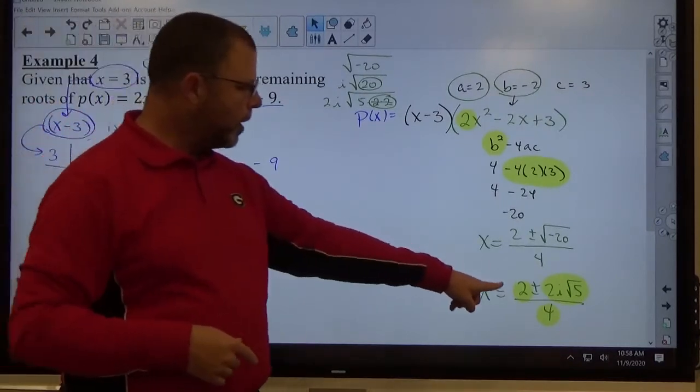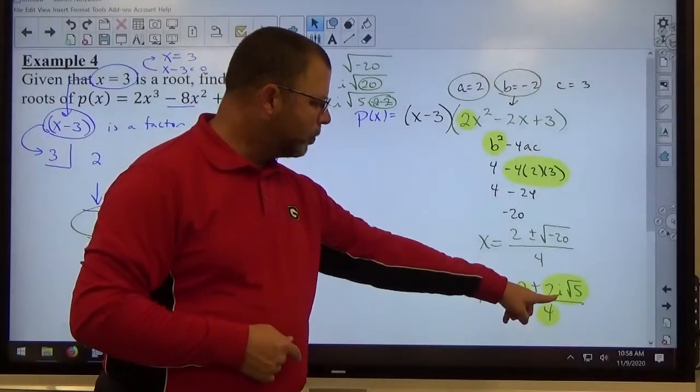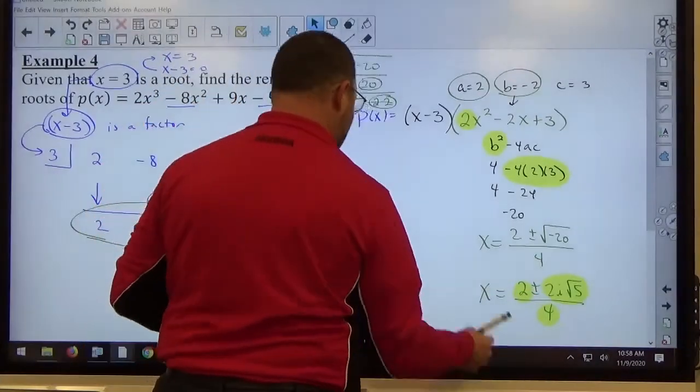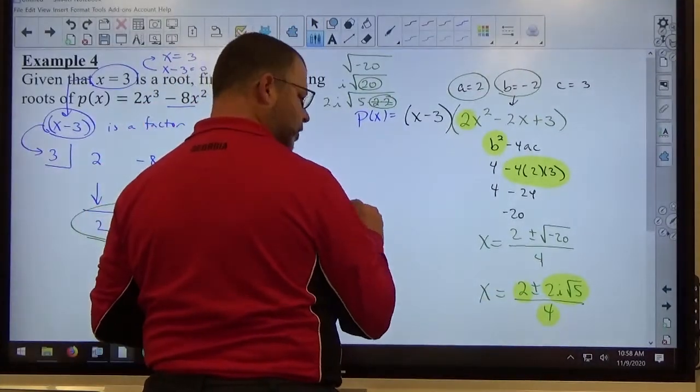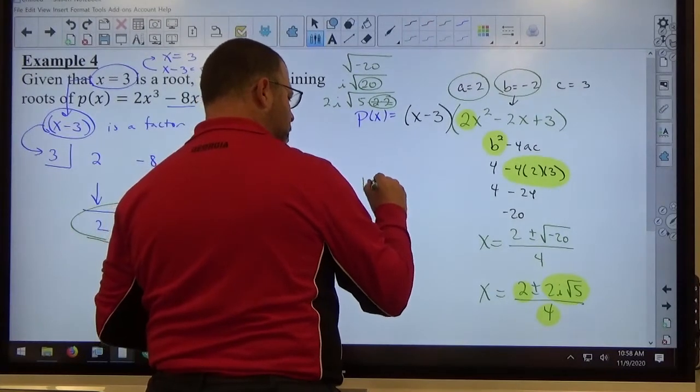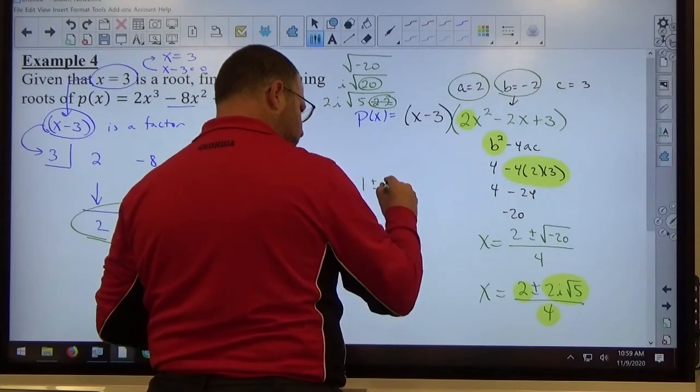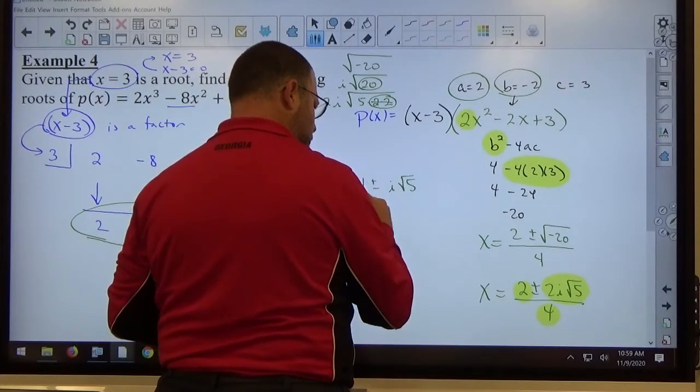So 2 divided by 2 is 1, 2 divided by 2 is 1, 4 divided by 2 is 2, everything divides by 2 evenly. So the best final answer for this is going to be x equals positive 1 plus or minus i times the square root of 5 over 2. Okay.